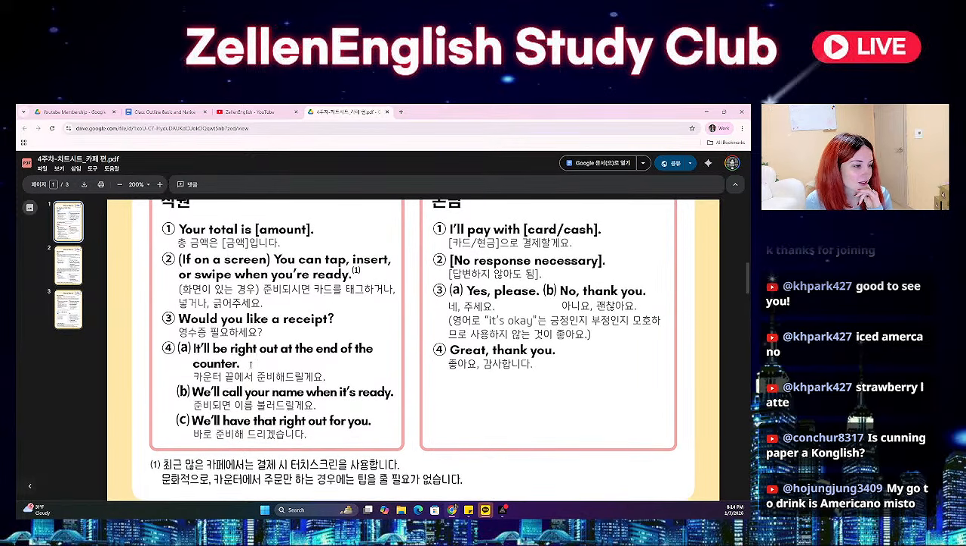All right. And then once you've paid and you're ready, oftentimes, especially at Starbucks, they'll say, it'll be right out at the end of the counter, which basically means you order here and the drink comes out at the end of the counter on the other side. Really common at a lot of coffee shops. They'll be like, okay, it'll be right out. It'll be right at the end of the counter. And they'll kind of mumble. And you can just say, great, thank you.